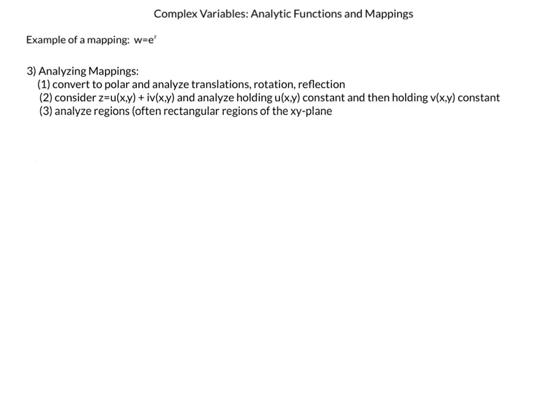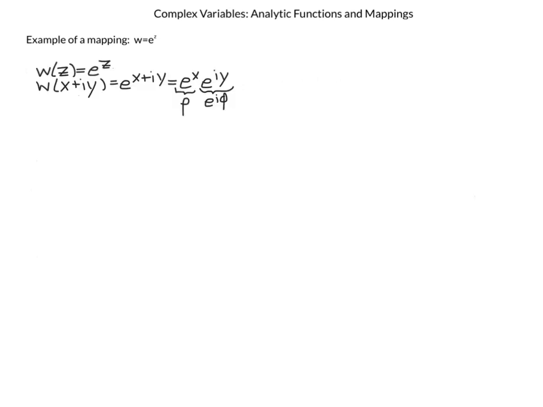The last example is to analyze w equals e to the z. And we're going to use these last two things. We're first going to consider holding different lines constant, and then last we're going to analyze a region, in particular a rectangular region. We will start by writing z as x plus iy, so we have e to the x plus iy, which is e to the x times e to the iy. And I'm going to write this as rho to emphasize this is a radius.